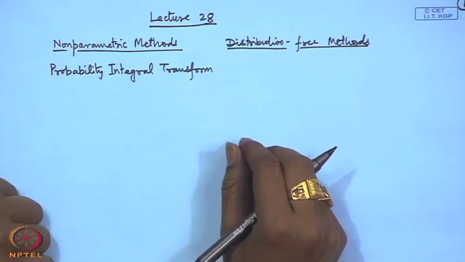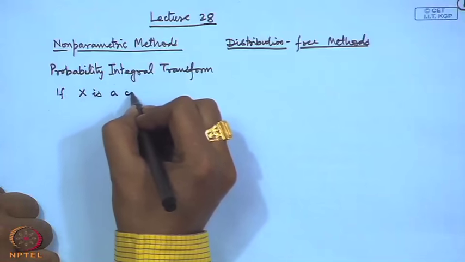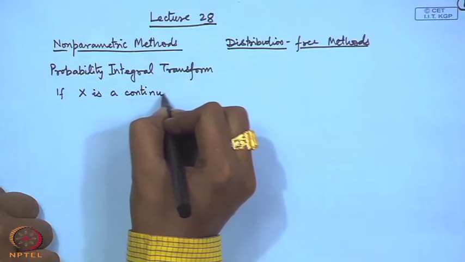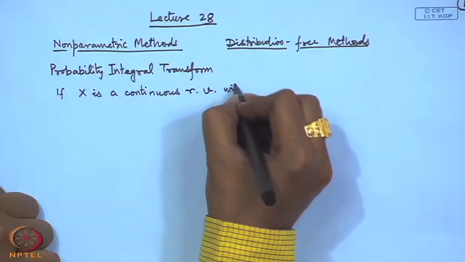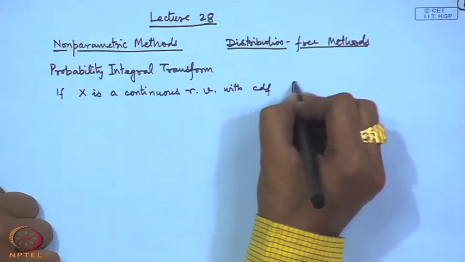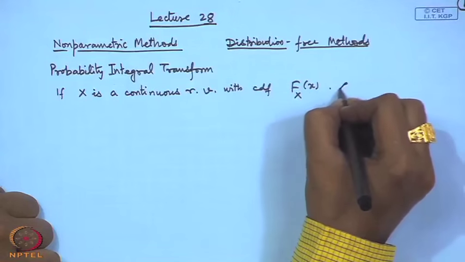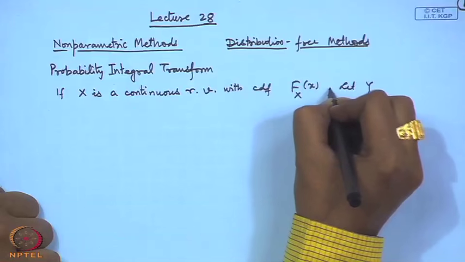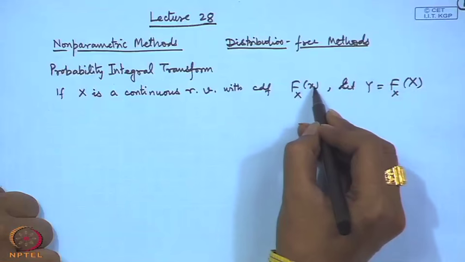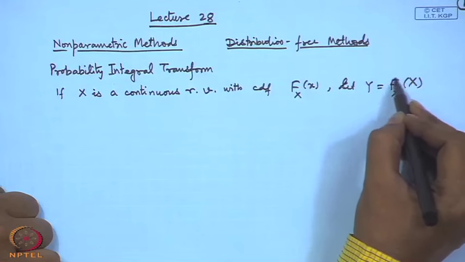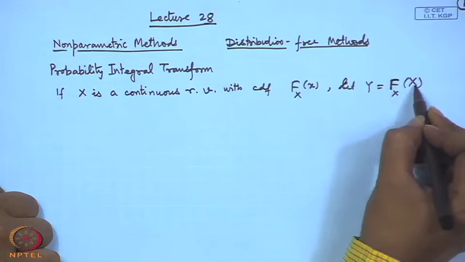I will state the following result: if X is a continuous random variable with some CDF, say F of x, let us define Y is equal to F_X of X. That means, in place of this small x, I replace it by capital X. So this becomes a function of the random variable.